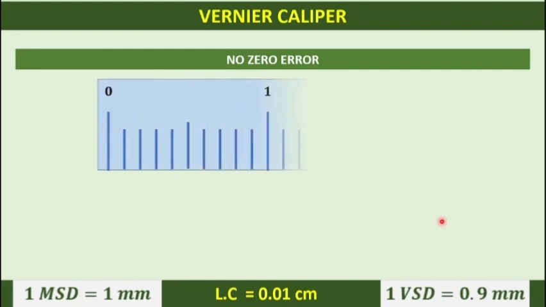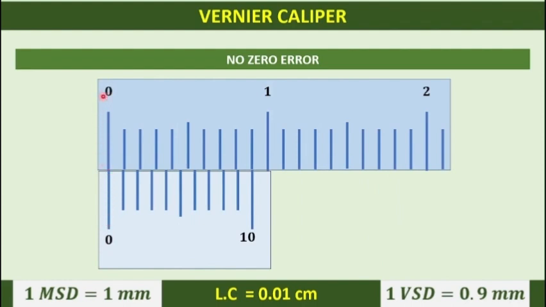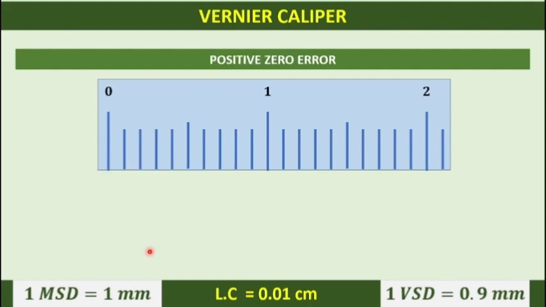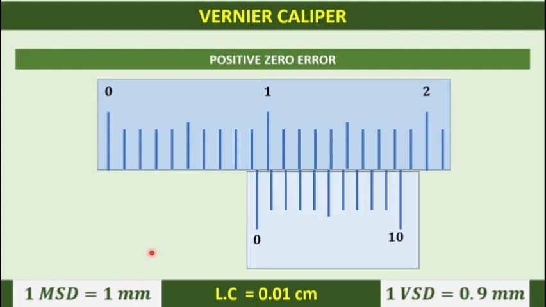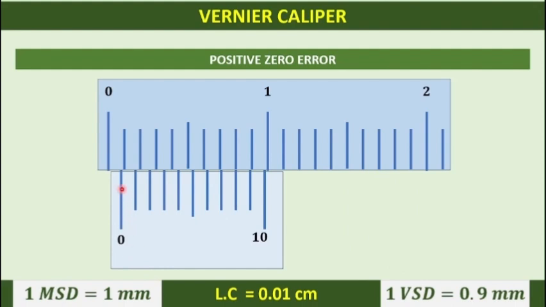No zero error means the 0 of the vernier scale coincides exactly with the 0 of the main scale. It is free from error. Let's go to positive zero error. If we close the two jaws of the vernier, we find that the 0 of the vernier scale is not able to reach the 0 of the main scale. There is a gap between these two zeros. This extra distance is included in the measured value, and has to be subtracted at the end to get the correct value.